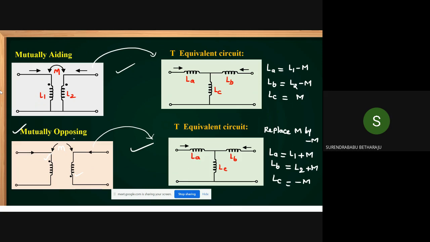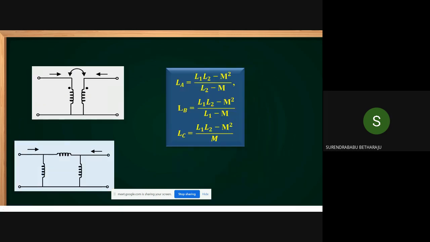If any coupled circuit is given, mutually coupling is converted into T equivalent in aiding connection and opposing connection. Now, is this mutually aiding or opposing? Can anybody answer, students? It's mutually aiding. Two coils are mutually aiding because dots are issued at similar terminals.